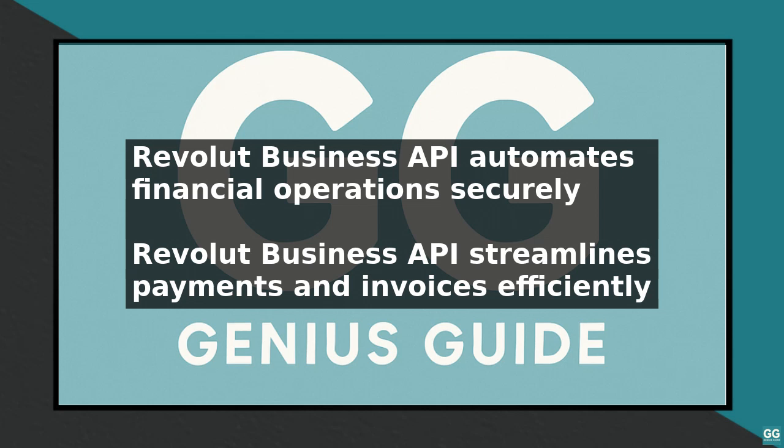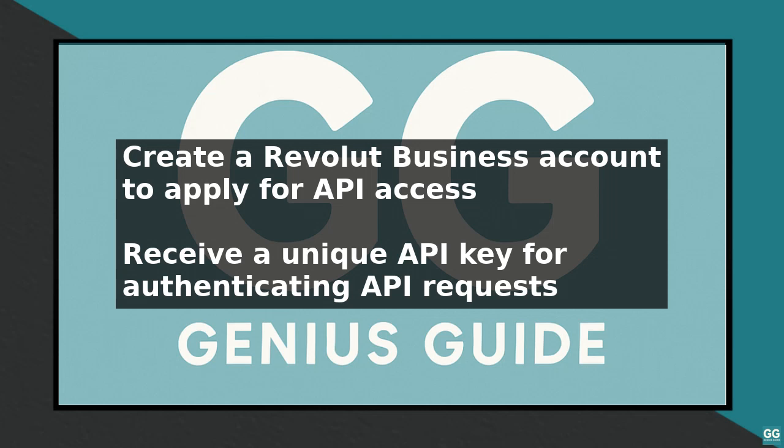Setting up Revolut Business API. To start using Revolut Business API, you need to create a Revolut Business account and apply for API access. Once you have been approved, you will receive a unique API key that you can use to authenticate your API requests. You can find the API key in the Revolut Business dashboard under the API Settings section.